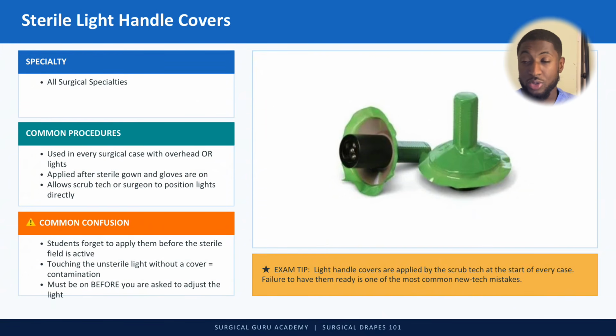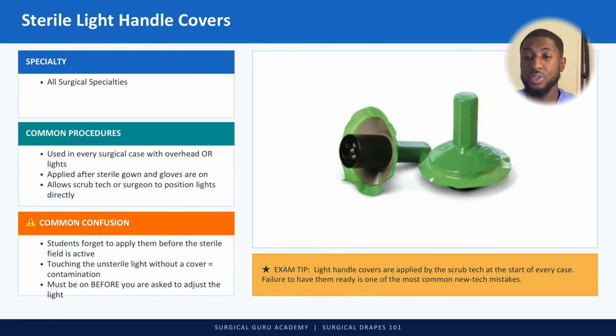It's used in all surgical specialties, and it's used in every surgical case with overhead OR lights, applied after sterile gown and gloves are on, and allows the surgical tech and surgeon to position lights directly.